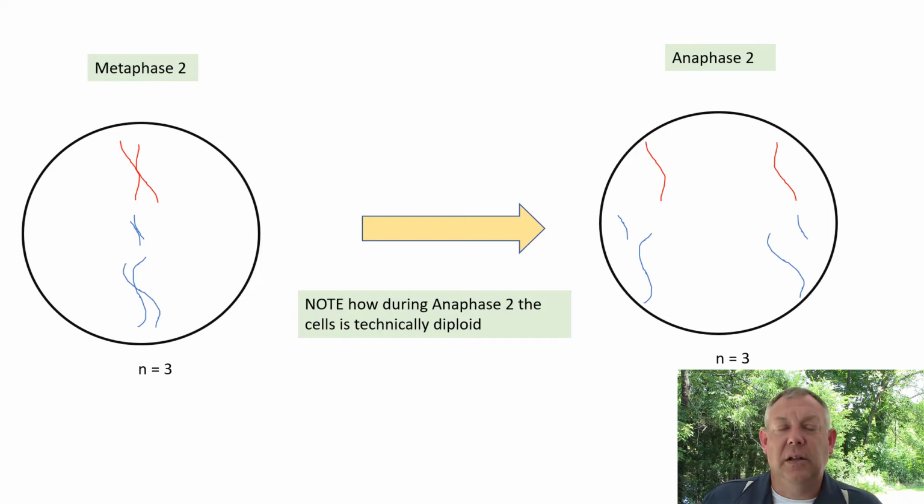And so technically, during anaphase 2, this cell is diploid, right, for a split second. So it was haploid. In metaphase 2, again, count centromeres. You have 1, 2, 3 centromeres. You've got 3 chromosomes. It's just that each chromosome has been duplicated. In anaphase 2, we've ripped apart those sister chromatids, and so now count centromeres. 1, 2, 3, 4, 5, 6. We actually have 6 chromosomes now during anaphase 2.